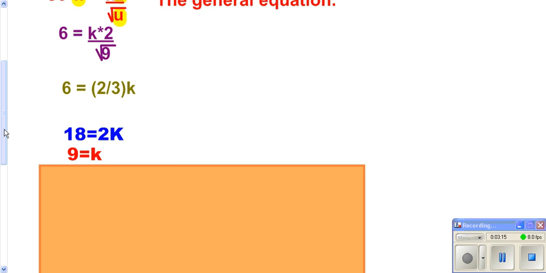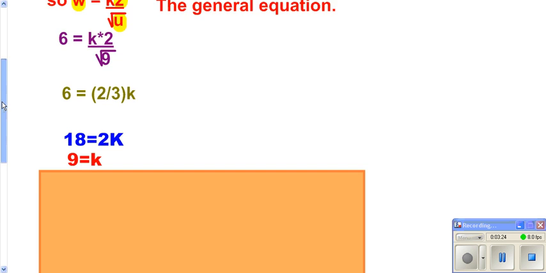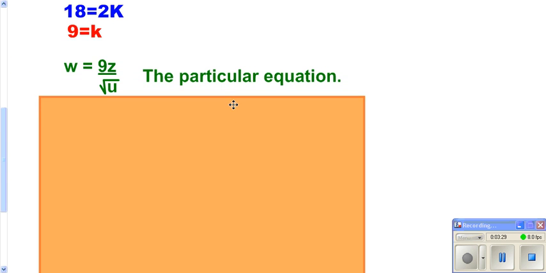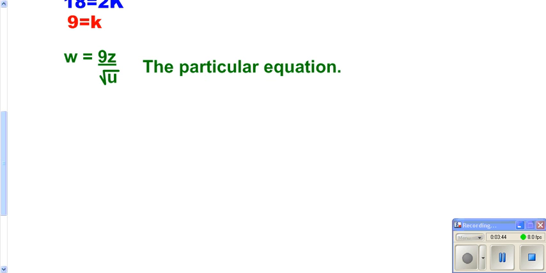All we're going to do at this point is rewrite our general equation. We're going to replace the value of k with what k is, 9. When we actually do that, that completes the third step, which we call the particular equation. Now, there are times where your initial problem may actually ask you to find w given a new situation for z and u. In this particular case, they're not asking you to do that.